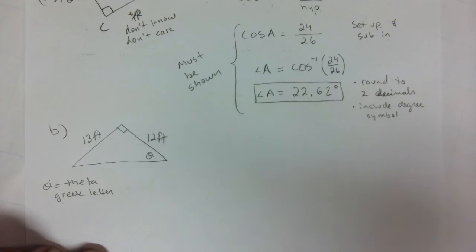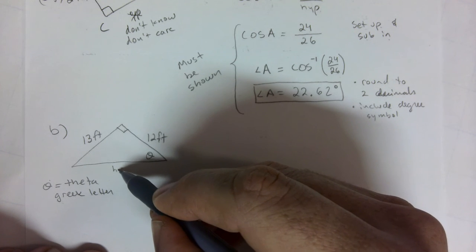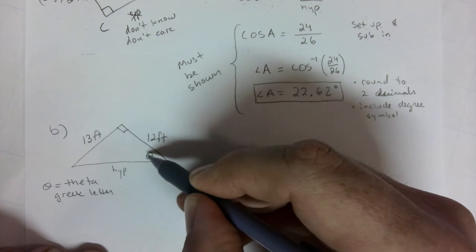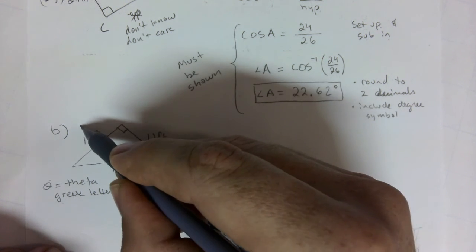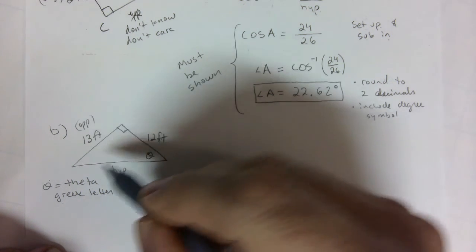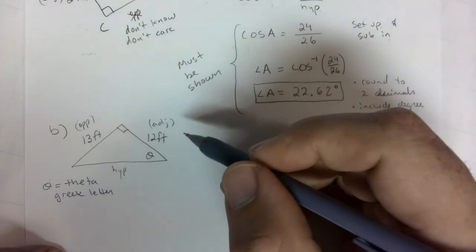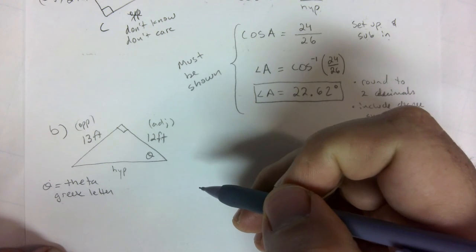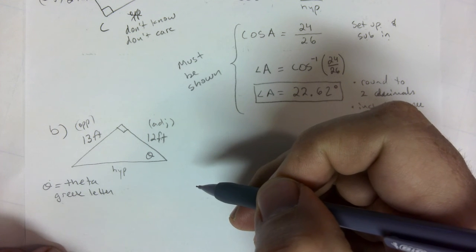You wrote it down, I'm assuming. Now, label. That's the first thing I do. Across from the right angle is the hypotenuse. Across from the angle that you're interested in, we call this the opposite. And this is the last one, the adjacent, right? There you go. You labeled. Great. What now?